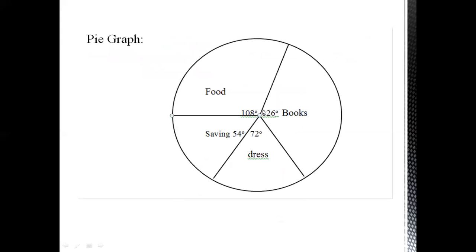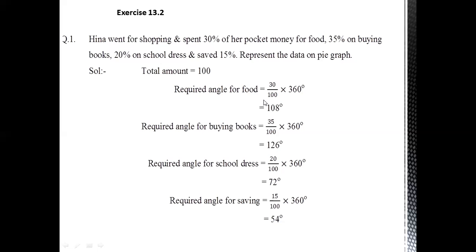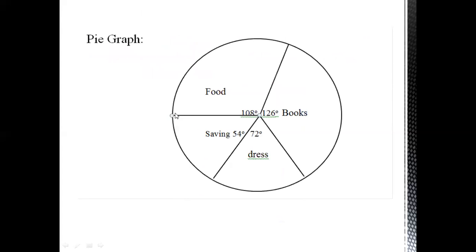So how can you draw it? Like this, the first one is the food, that is 108. So with the help of protractor, you draw the complete circle. Here will be the center. On the center you put your protractor midpoint, and that will be the baseline, and you draw 108. On 108 you mark and draw this line, so that will be the angle for food.